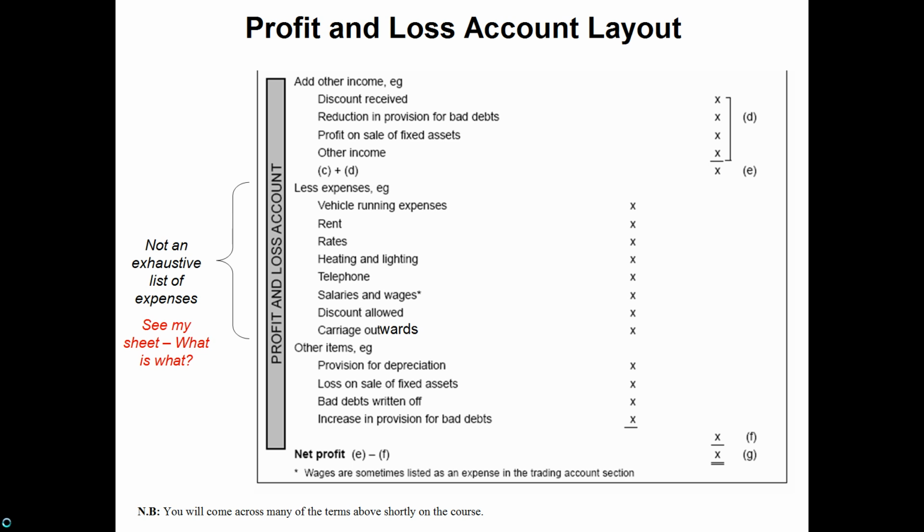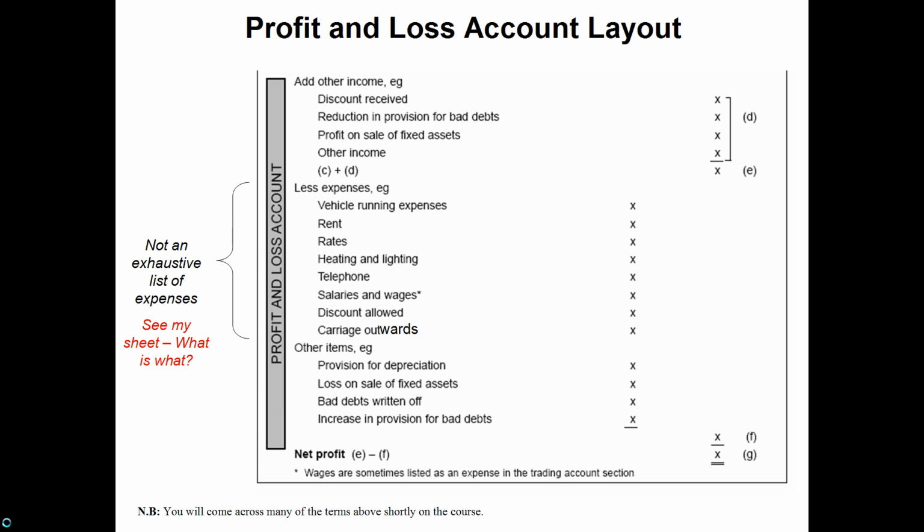So you've got a list there of expenses, just to name a few. You've got rent, that obviously is rent payable. You've got business rates, you've got telephone, salaries, wages, and so on. Discounts allowed as well, and carriage outwards. There's a range there. I'll show you more in a moment.